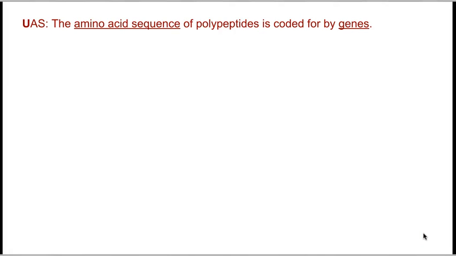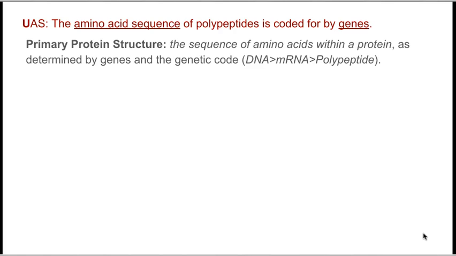Okay, let's have a look at these different levels of structure. The primary protein structure is the sequence of amino acids within a protein as determined by genes and the genetic code. So this gets back to our idea of DNA, mRNA, and eventually a polypeptide. So this is the first level of protein structure.